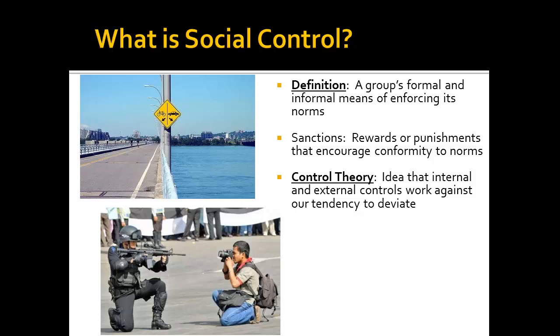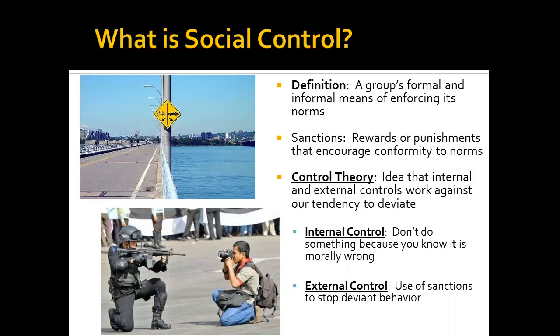This idea of control theory that's here. We have both internal and external controls that work against our tendency to deviate. Sociologists believe that we as humans have a natural tendency to go against established norms, but there are two things that stop us from doing that: internal and external controls.